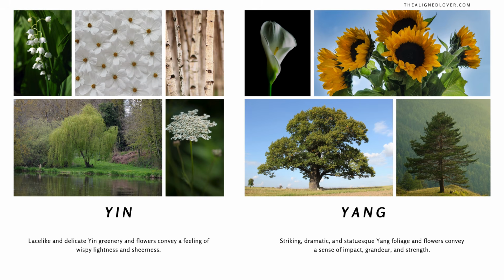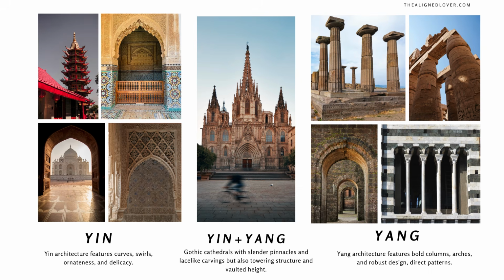Let's begin our study of examples with flora and fauna. Yin greenery and flowers convey a feeling of wispy lightness and sheerness. Specific examples include the white-collar field daisy and lily of the valley. In trees, the delicate silver birch and the fluid willow are yin. Yang foliage and flowers convey a sense of impact, grandeur, and strength. These include the sunflower and the calla lily. Yang trees include the gnarly oak and the towering pine.